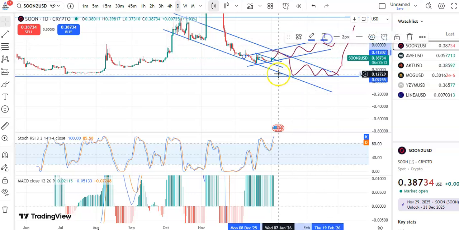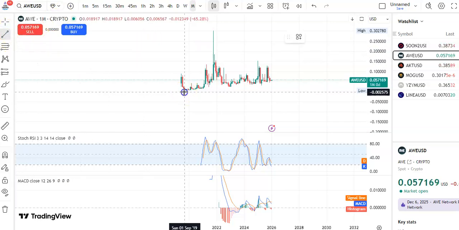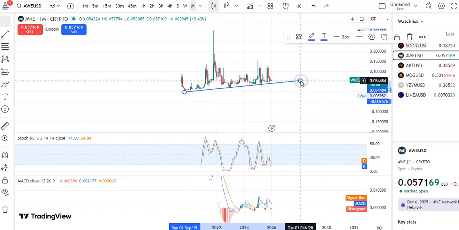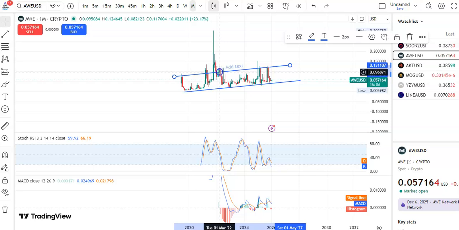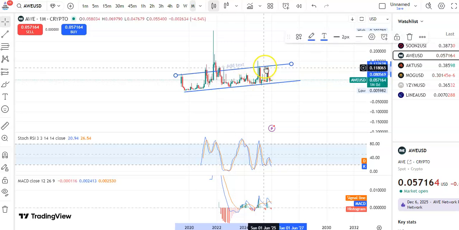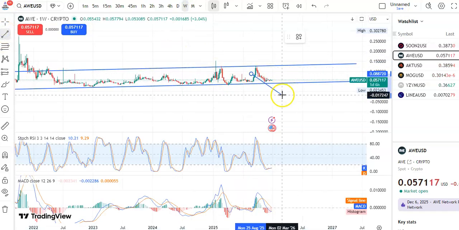So now I'll talk about another cryptocurrency, that is AWE coin, and you can see that I'm in the monthly chart. So let us draw the trend line. You can see this is the support trend line and this is the resistance trend line. So within this channel pattern only the candles are moving. Previously you can see the candles went to the resistance level and then the fall is happening. If you go to the weekly chart also, you can see the candles are continuously falling in this channel pattern.